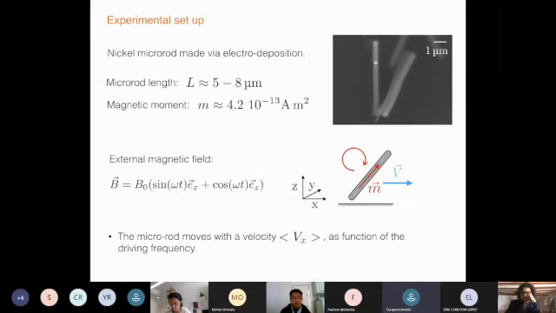To do so, we performed experiments with nickel microrods that are made via electrodeposition. The microrods have a typical length of between 5 and 8 micrometers, and a magnetic moment M of the order of 10 to the minus 13 ampere per meter square. In the following, the microrod will be driven with an external magnetic field, circularly polarized in the plane ZX, which is the plane perpendicular to the surface.